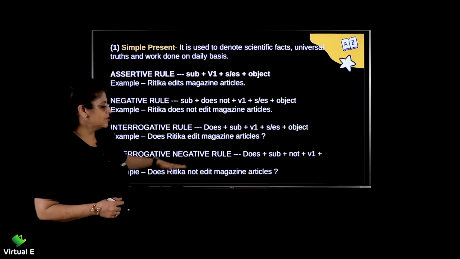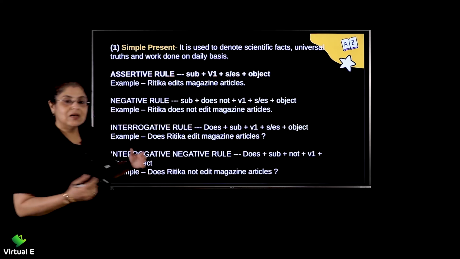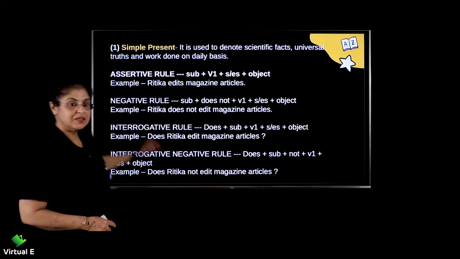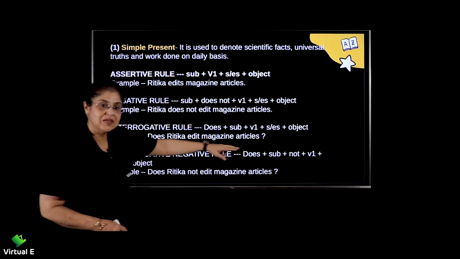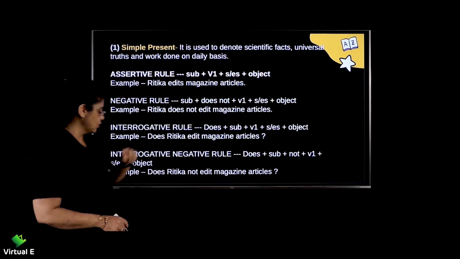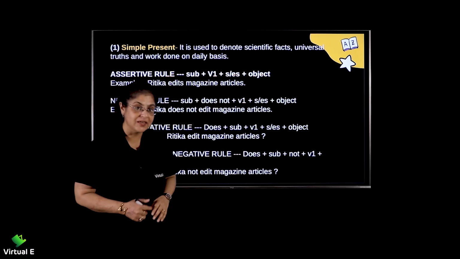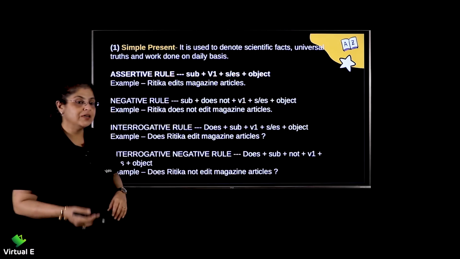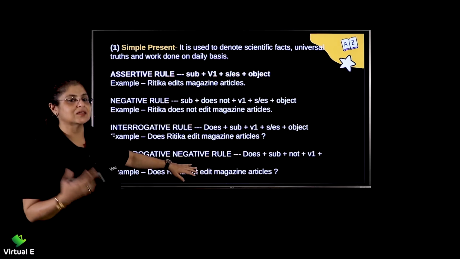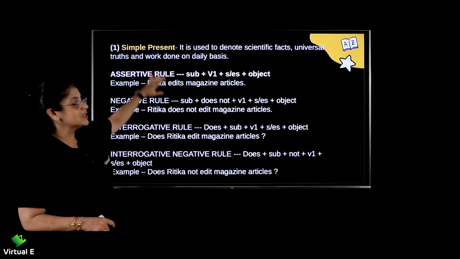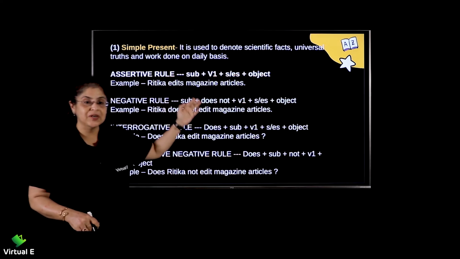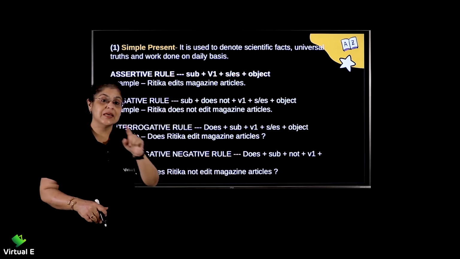Moving further to interrogative negative rule. Now, let's go the same manner. Does will be does. Your subject here is Ritika. Not plus verb, and your object is magazine articles. So, does Ritika not edit magazine articles? Now, quite a few times we use this type, which is I think a little rare, but yes, sometimes we do. Now, this is how you are going to use your simple present tense or present indefinite tense.